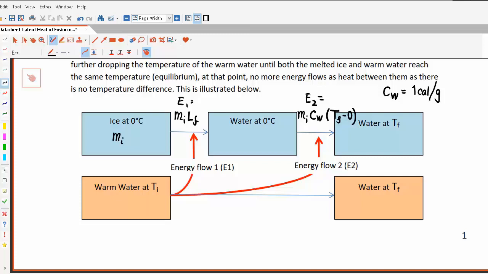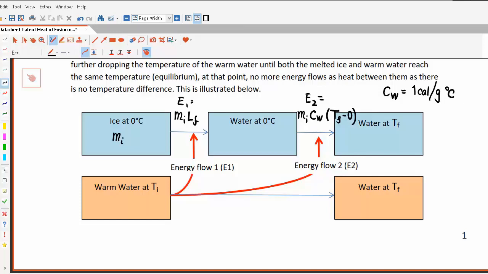So that is the definition of the calorie. 1 calorie is the amount of energy required to raise the temperature of 1 gram of water by 1 degree centigrade. So we should put 1 calorie per gram per degree centigrade.